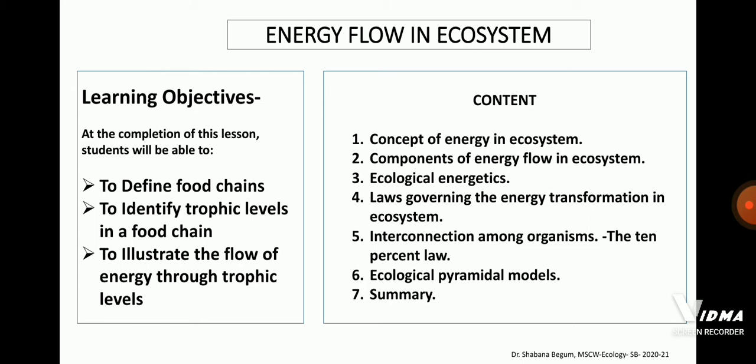Here we are going to discuss the concept of energy in ecosystem, the components of energy flow in ecosystem, ecological energetics, then the laws governing the energy transformation in ecosystem, then the food web, that is the interconnection among organisms, 10% law, ecological pyramidal models, as well as the energy flow models in an ecosystem.